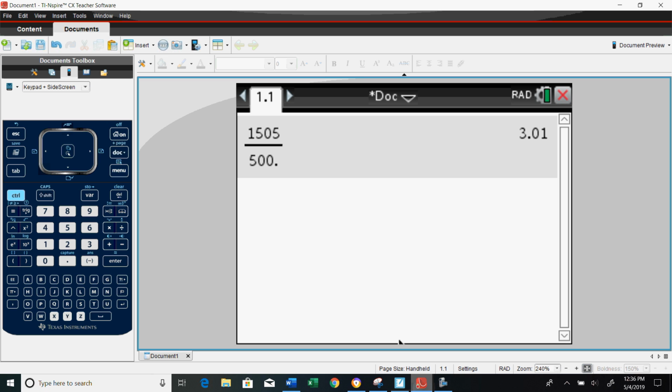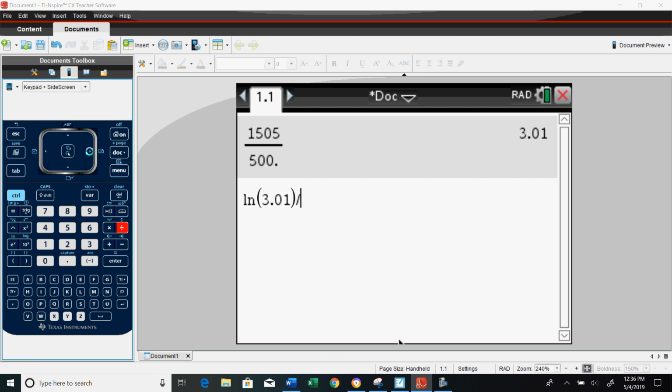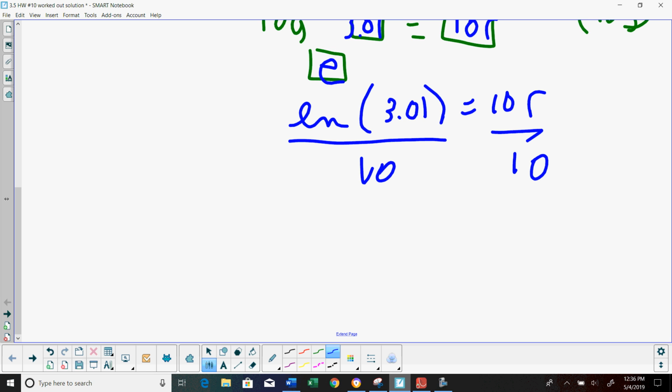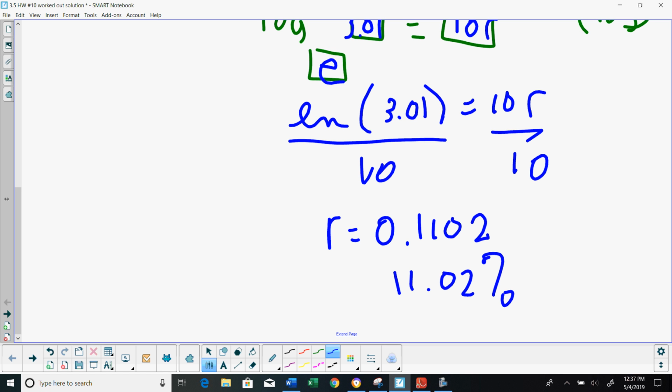Let's do that on our calculator. I want ln of 3.01 divided by 10. In this case I get 0.1102, so our answer is that the interest rate is 0.1102, or 11.02%. That would be our interest rate.